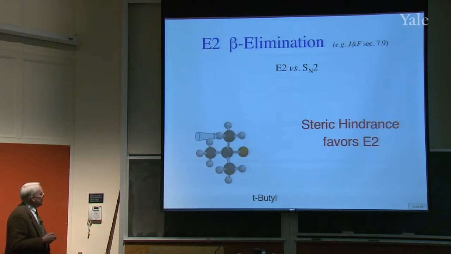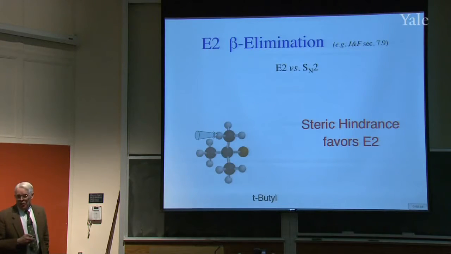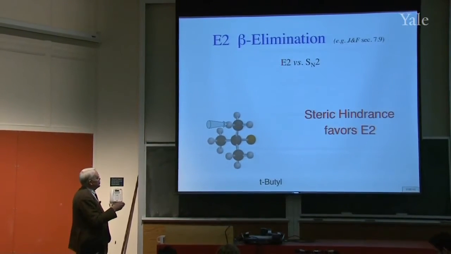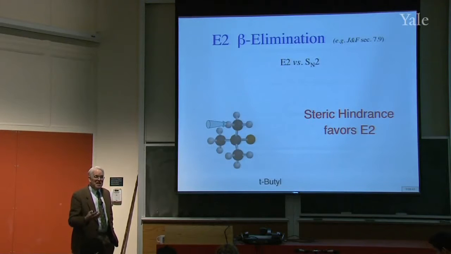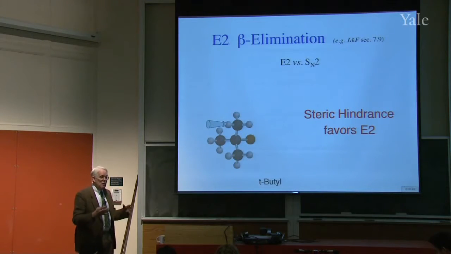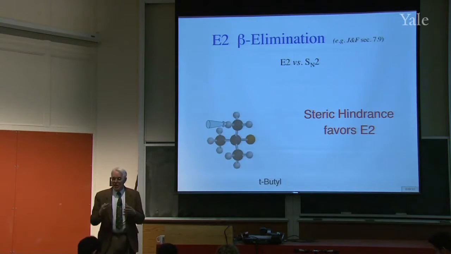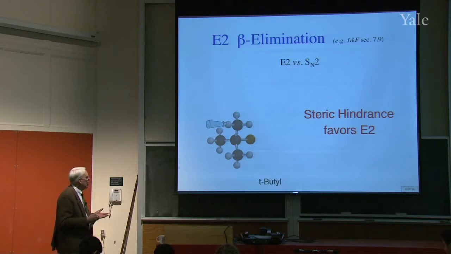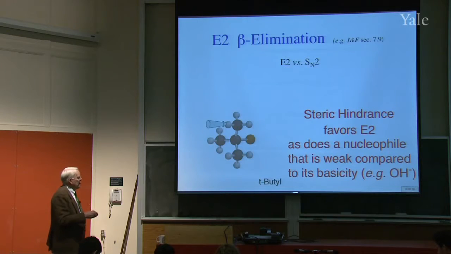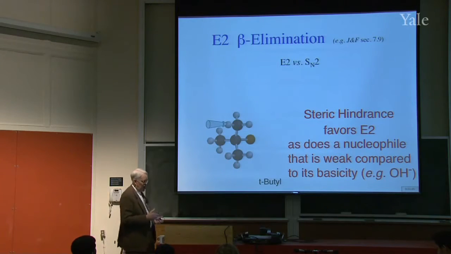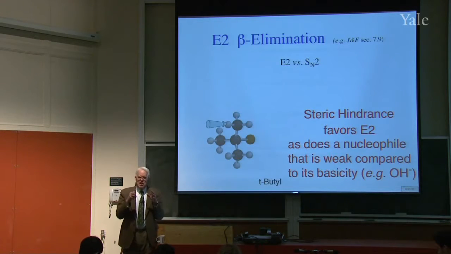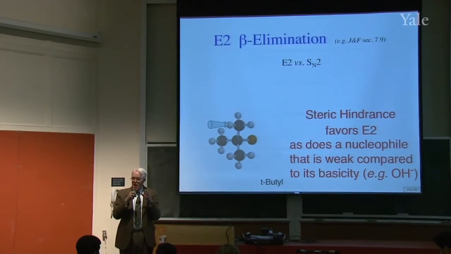But it's much easier to get to the neighboring hydrogen and pull it off. It's on the surface of the molecule. So steric hindrance favors E2 over SN2. It does it by disfavoring SN2. So if you have a very hindered center, you tend to get elimination, not substitution. Right? That makes perfect sense. And furthermore, remember when we looked at nucleophilicity and tried to see how good things are at attacking carbon, we tried to see whether it would be the same as attacking hydrogen.